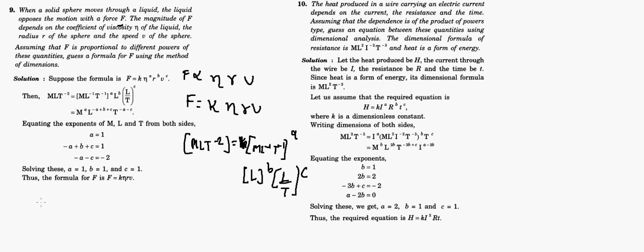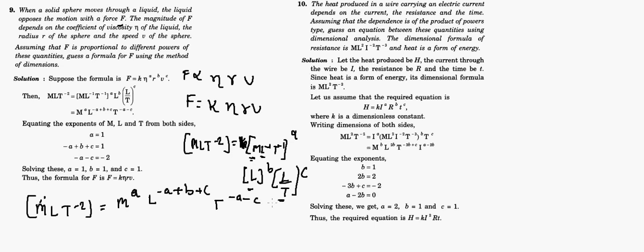On equating, on the left hand side we have M L T^-2. On the right hand side, let's see how many M terms there are. A single term, so M raised to power a. For L, we have L raised to power -a, plus b, plus c. Now for T, we have T raised to power -a, and -c. Why c? Because 1 upon t is there.